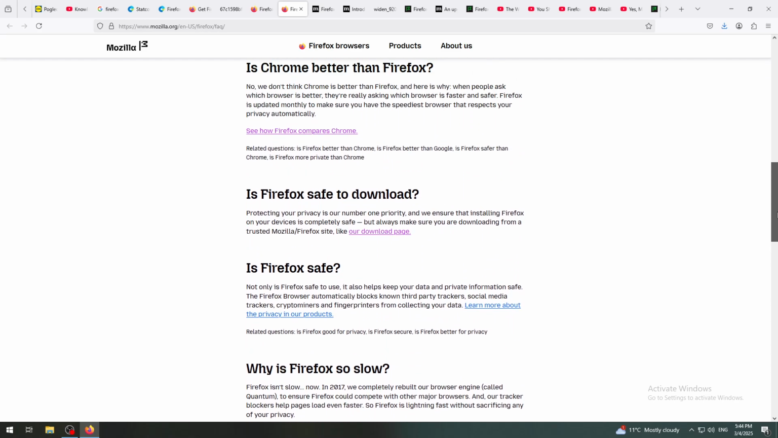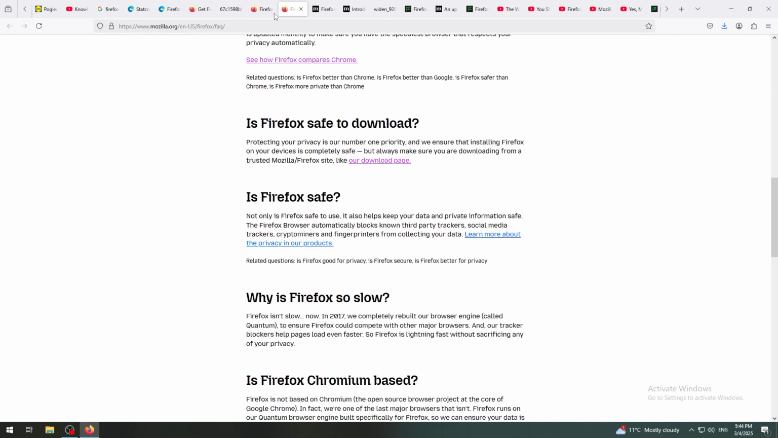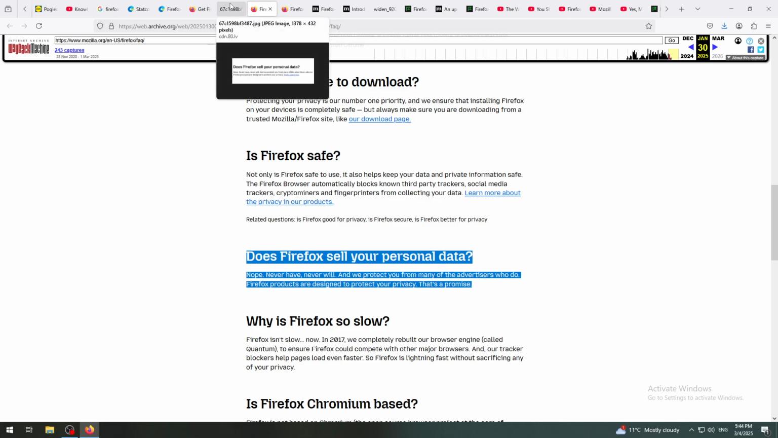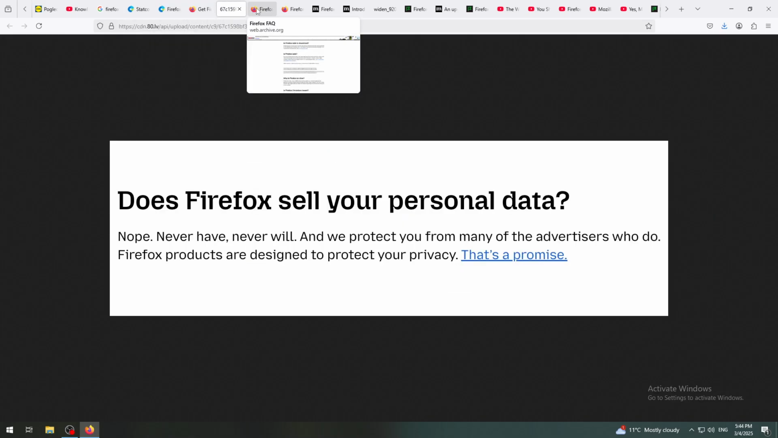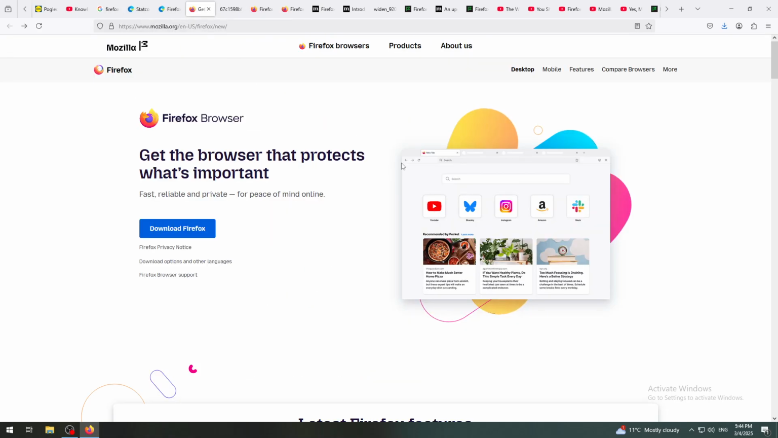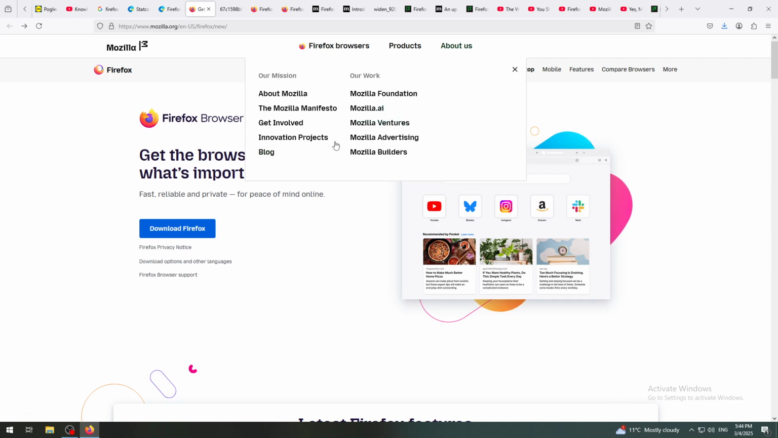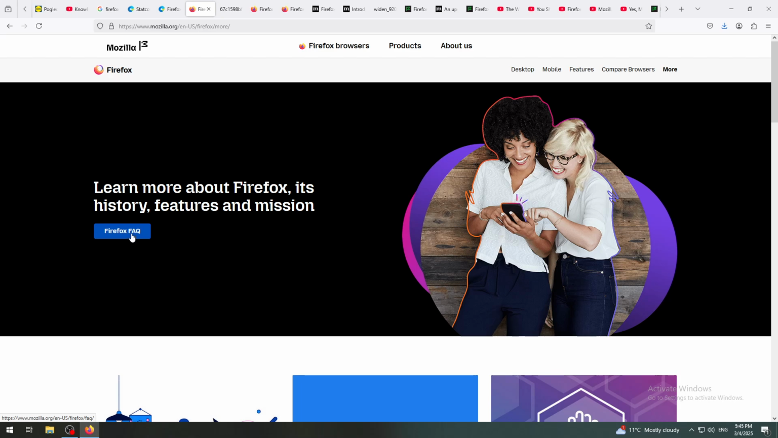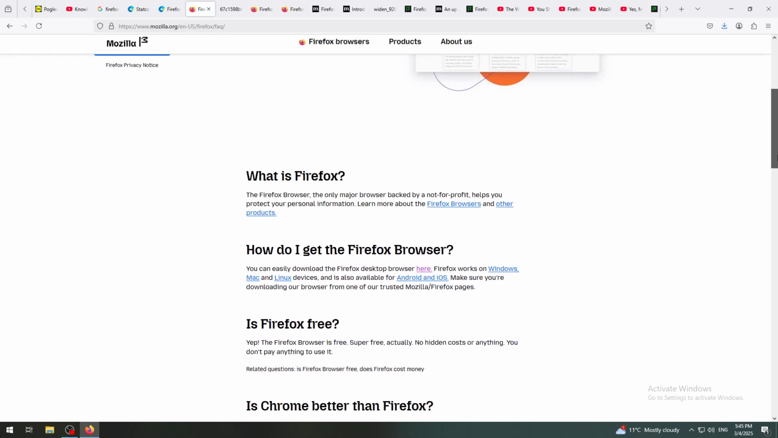Again, it's clear why they do it, but somehow it's funny how they try to wash themselves of it, like, oh, we didn't do that, because now we're selling your data. And to get to this page, Firefox frequently asked questions, I think you click on Firefox, no, more here, yeah, more, Firefox frequently asked questions, and there you go.